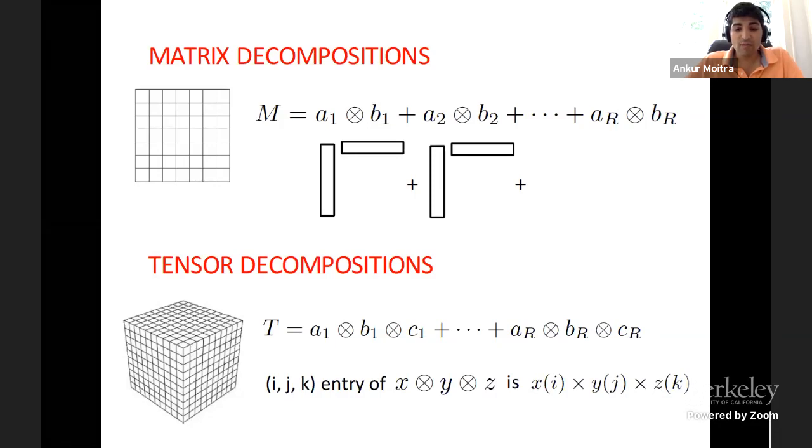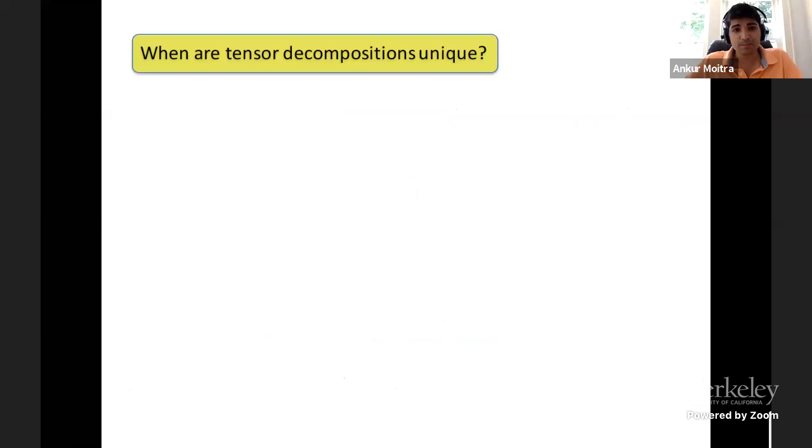And here, what's the notion of a rank 1 tensor? Well, if you give me a vector x, a vector y, and a vector z, you can similarly define their tensor product. And the entry in the ijk location of the rank 1 tensor, x tensor y tensor z, is the ith entry of x times the jth entry of y times the kth entry of z. So it's something that has this nice product structure. And when you have a tensor, what you want to do is write it as the sum of not too many rank 1 tensors. That's what a tensor decomposition is.